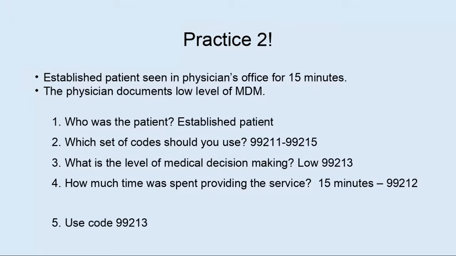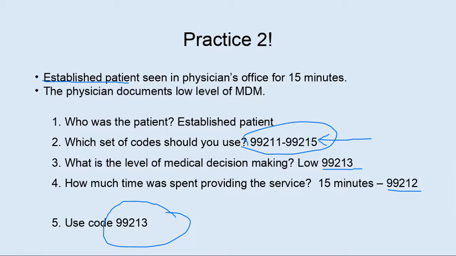So who was the patient? Established. Which set of codes? These codes. So you know that the correct answer is going to come from one of these. What's the level of medical decision making? The code within here that's low is 99213. How much time was spent providing the service? 15 minutes, that's the level of 99212. You're going to use 99213. Remember, you use the higher of these two. And in this case, that's 99213.